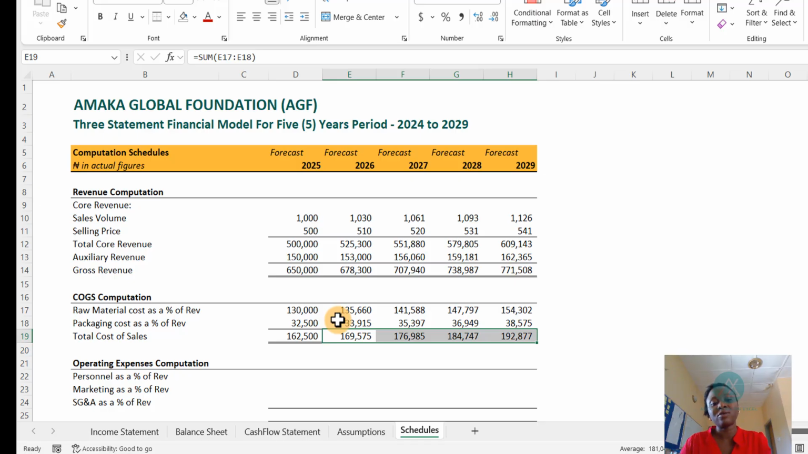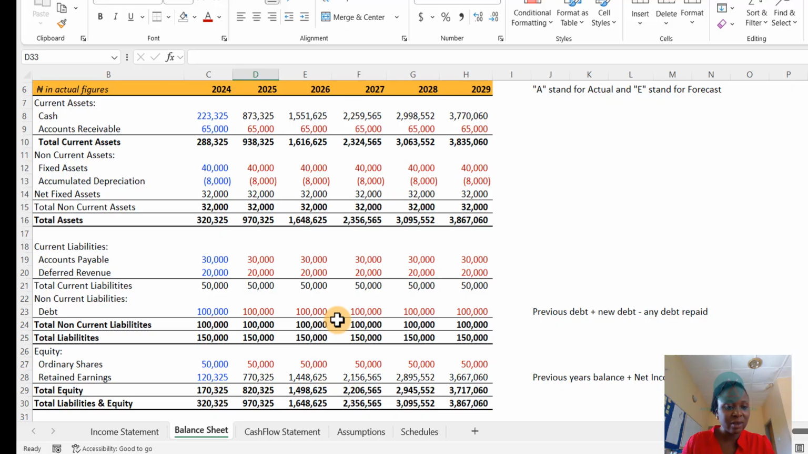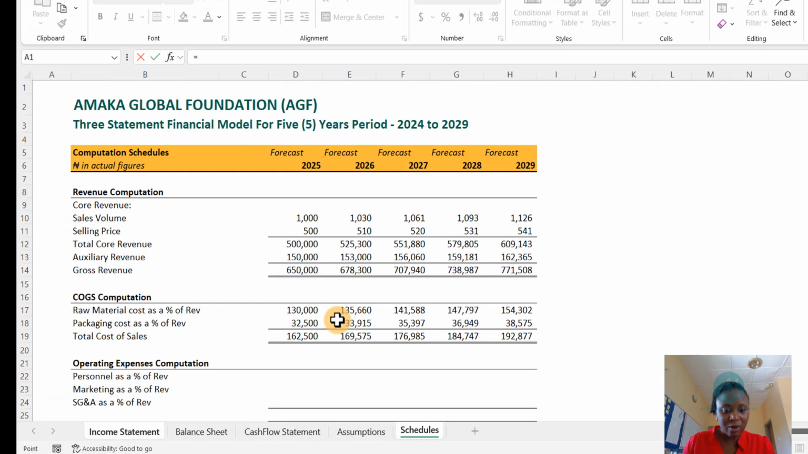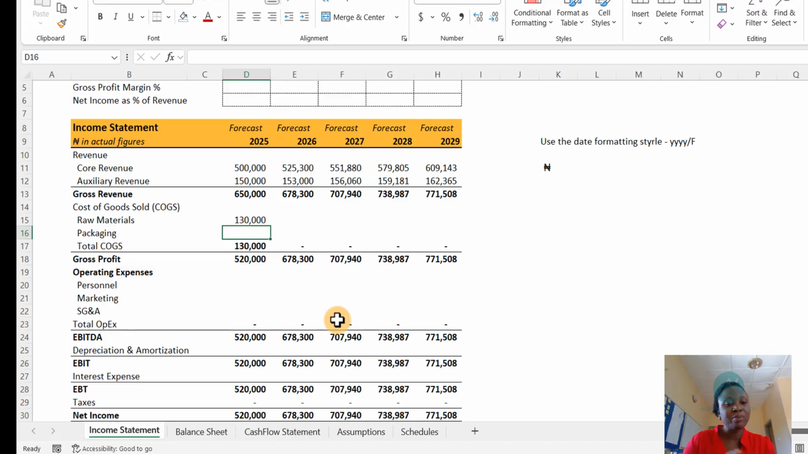So we're going to pick this cost of sales into our income statement. We'll go to our income statement, then come to cost of sales, raw material. We'll pick raw material first, going to our schedule, where our raw material is, and pick it one after the other. Now, because packaging is just below it, you can just copy and paste, right? So you see, you can copy and paste right there.